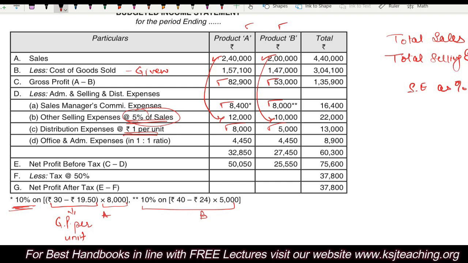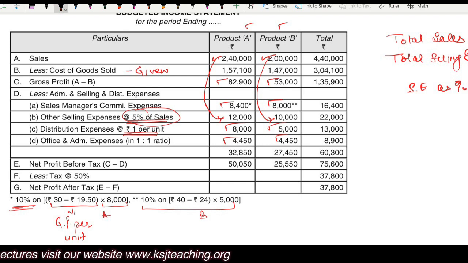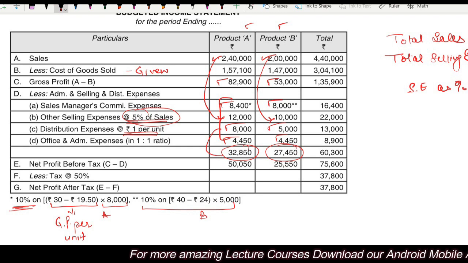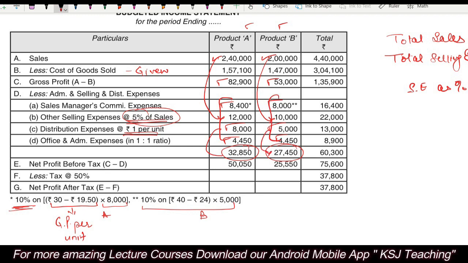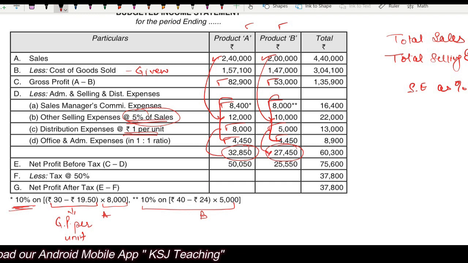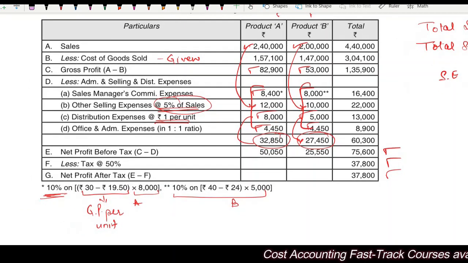Office and administration expenses are to be divided equally as given in the question, so we have divided them equally. Whatever is left, this is the total of administration and selling distribution expenses. So net profit before taxes is gross profit minus these administration, selling and distribution expenses, less tax 50%. So net profit after taxes is 37,800. This is the budgeted income statement.